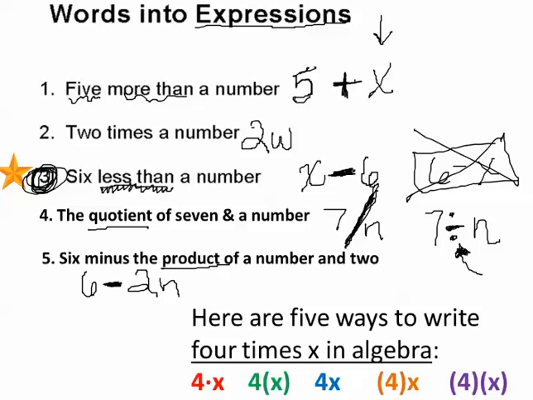And notice I wrote the 2 first. I could have written it the other way, some number and 2, but we never do that. We always write the number first. And we're going to even have a word for that number soon. It's a coefficient. And I'll talk about that in a homework demo video coming up very soon. So 6 minus the product of a number and 2 looks like this. That's the mathematical expression I can write for these words.